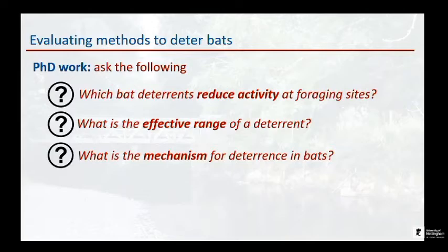So for my PhD, I wanted to ask the following questions. First of all, which bat deterrents work at reducing activity at foraging sites, so a kind of proof of concept. What's the range of these deterrents, so what distance over which are they working, and also what's the mechanism, so why are they working, what is the reason for the effect?